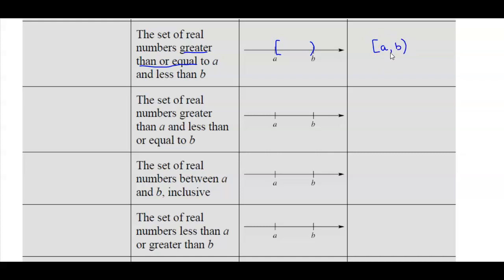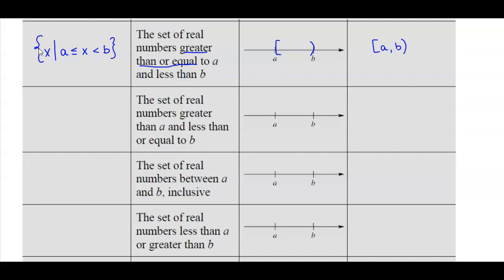Now, how do we write this in set builder notation? We would do the following. We would say x such that we have a here on the left, but that means that those numbers of x, okay, this means that x is greater than or equal to a, but then the other value is going to be less than b, and therefore there is your set builder notation.